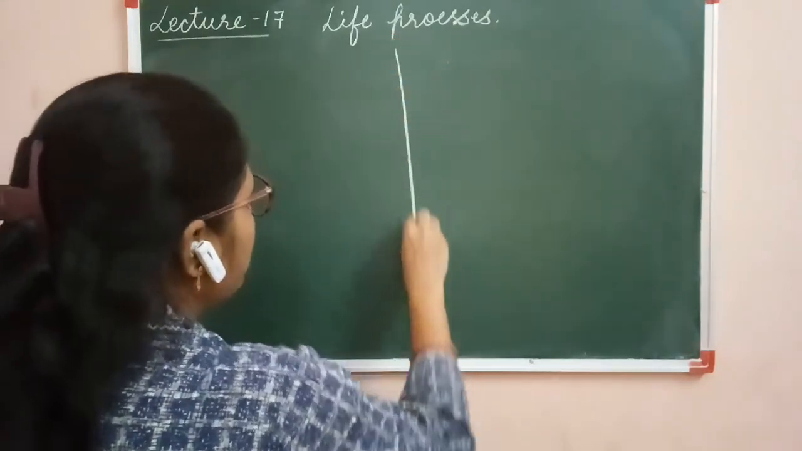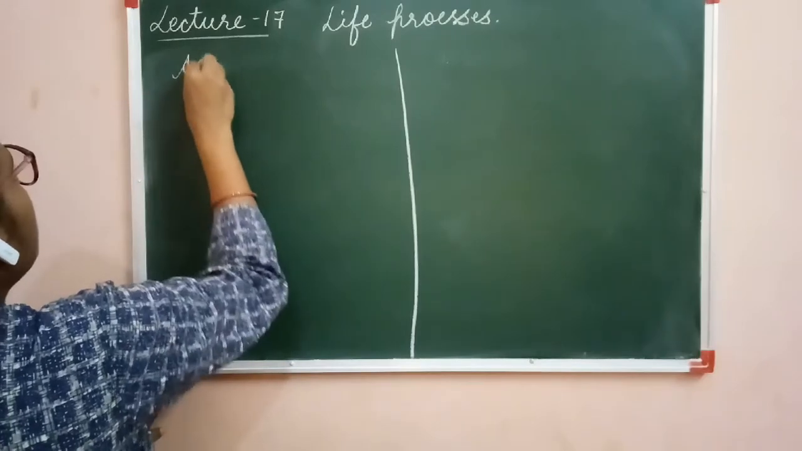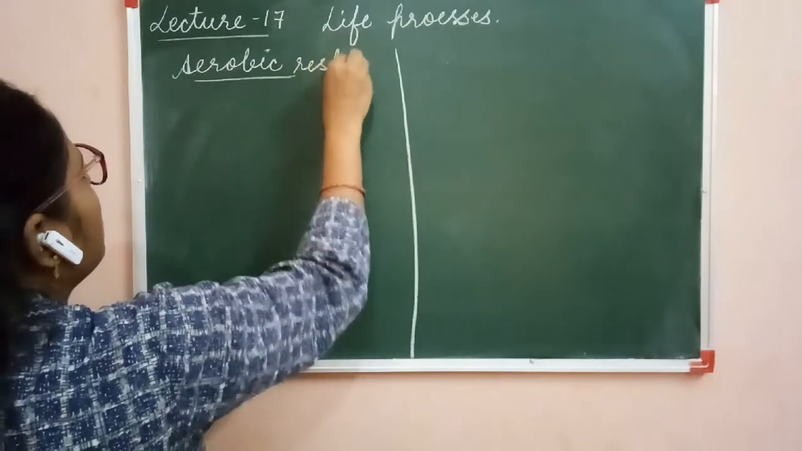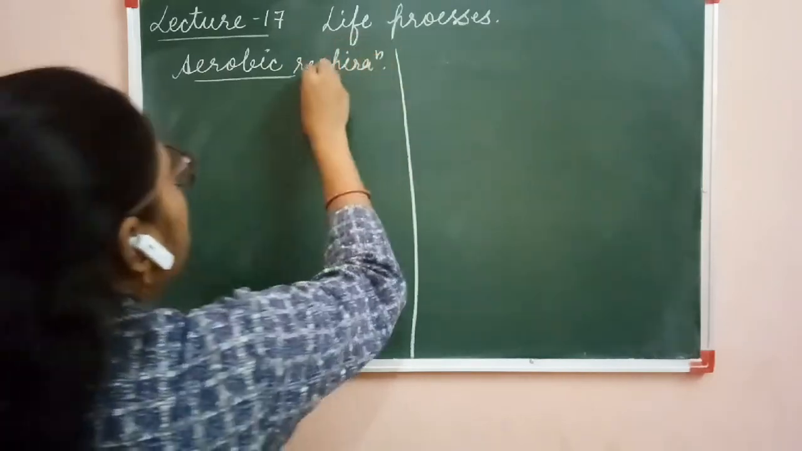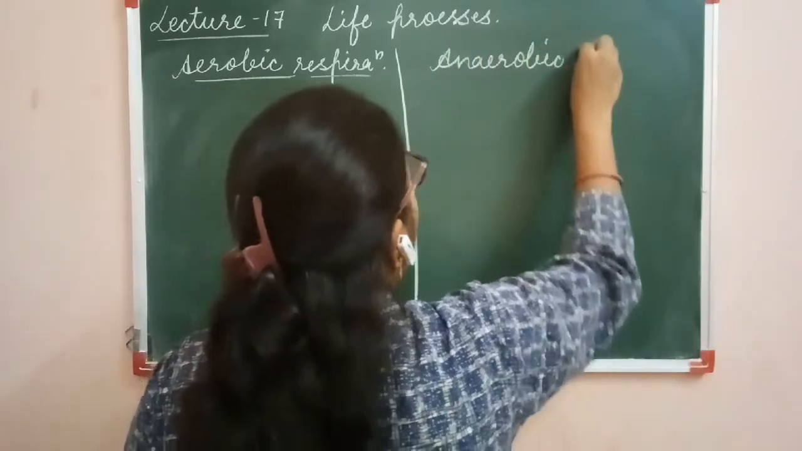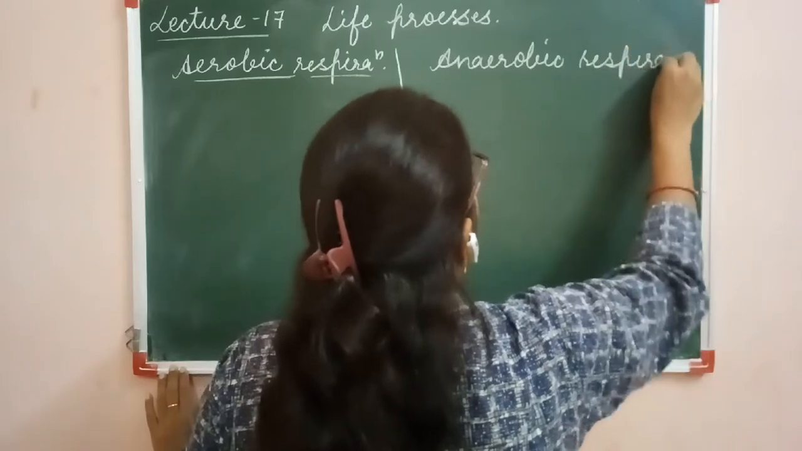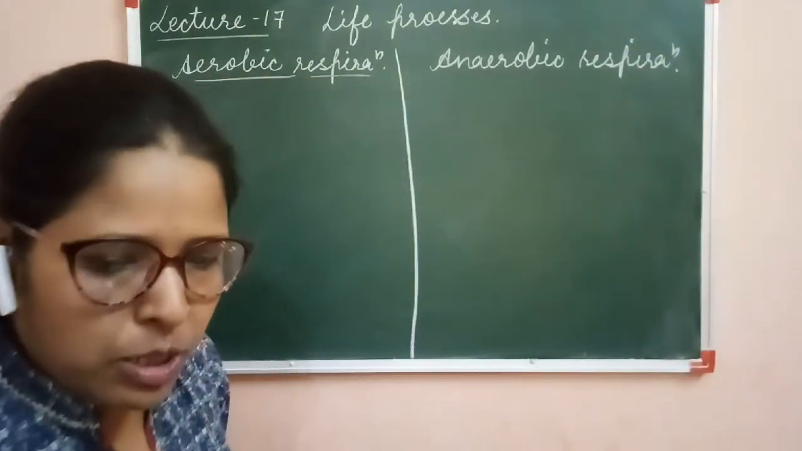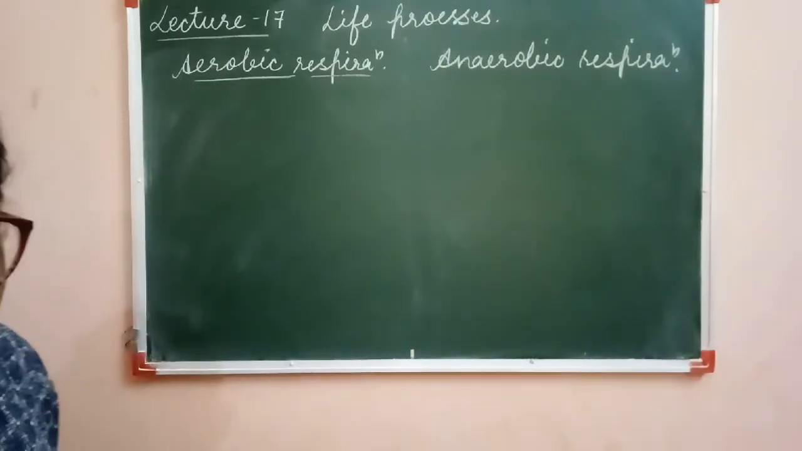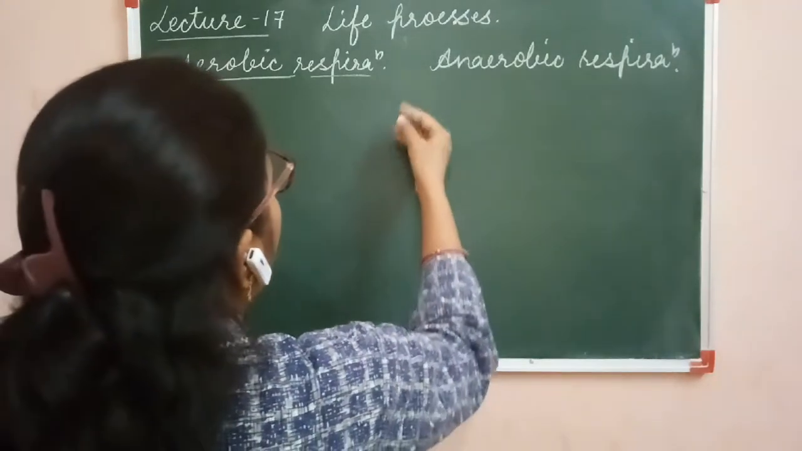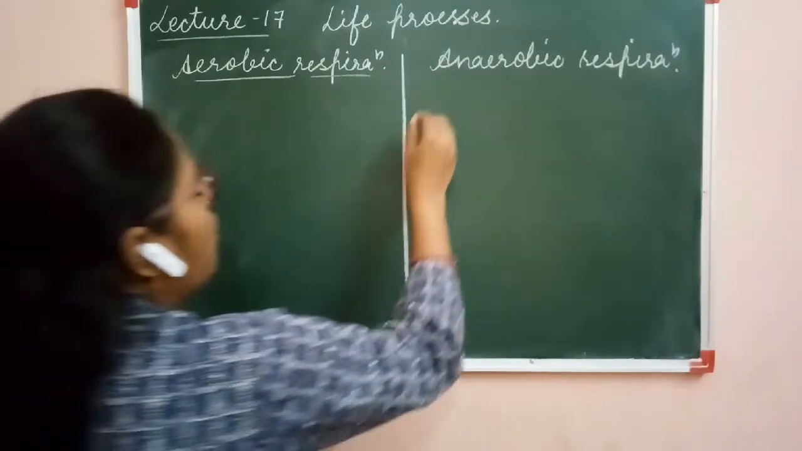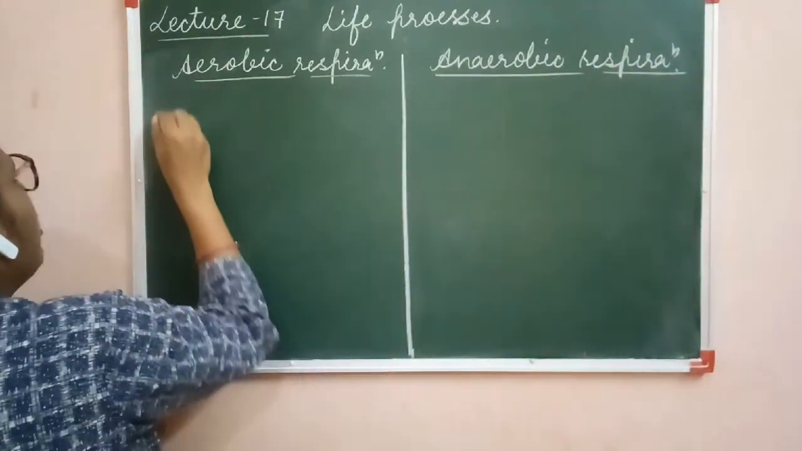So, here is the difference. This one is the aerobic respiration and this one is the anaerobic respiration. The first and important difference is that the respiration which takes place in the presence of oxygen is called aerobic respiration, and the respiration which takes place in the absence of oxygen is called anaerobic respiration. So this is one important difference.